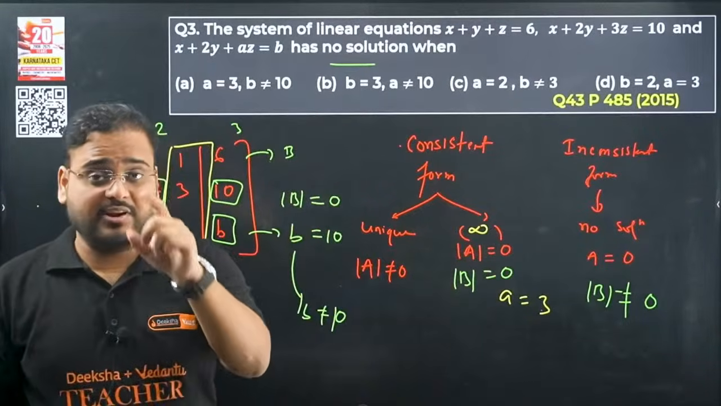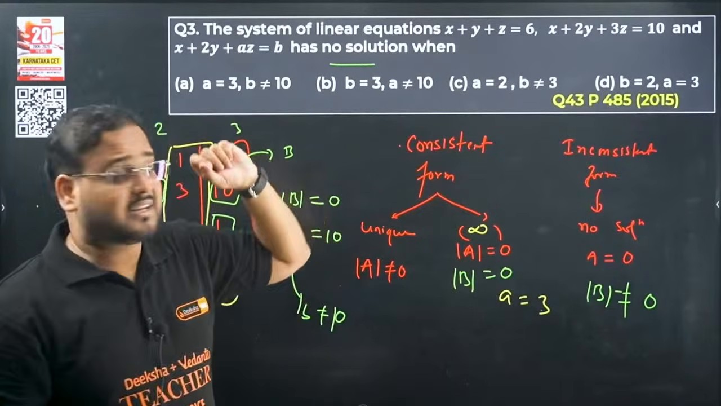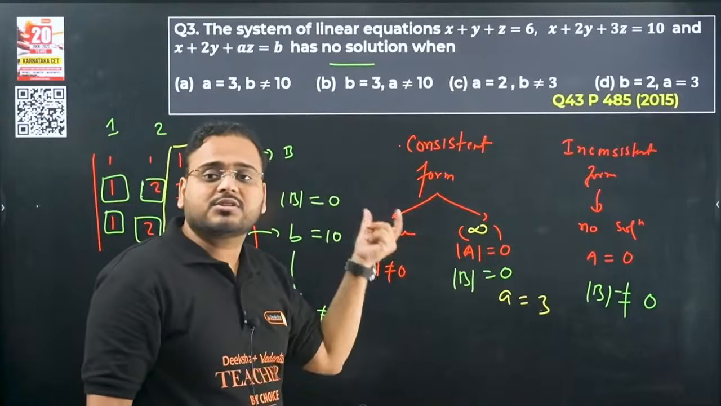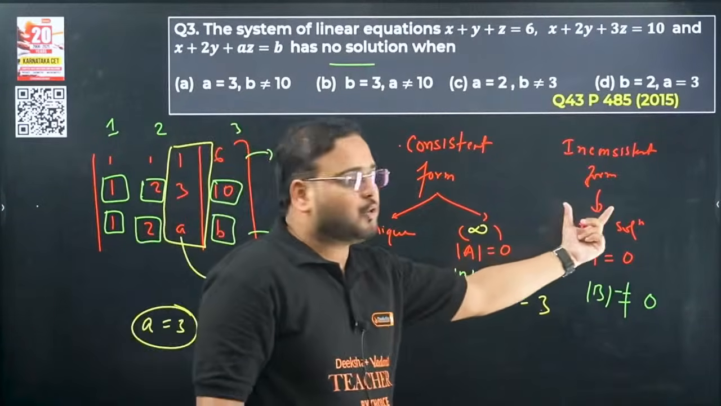Please pay attention on the screen right now. Very, very important. This question can come this year as well. So two forms, consistent and inconsistent. Consistent has two variations, unique and infinite. Inconsistent has no solution.